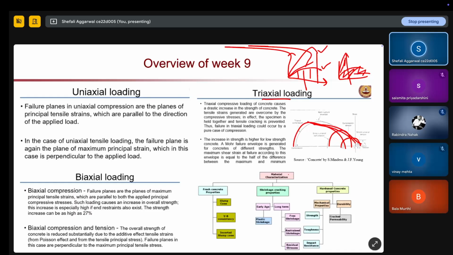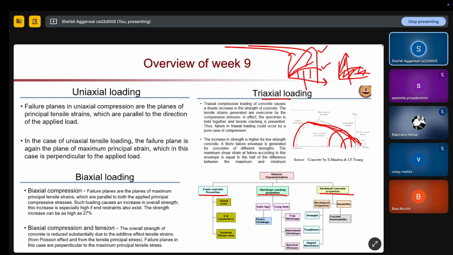Other thing is, when we are making any new concrete, what methodology should be followed to study it and see if our concrete system is good for construction or not. We will characterize it in three ways: first is fresh concrete properties, then hardened concrete properties, and then long term or shrinkage properties.